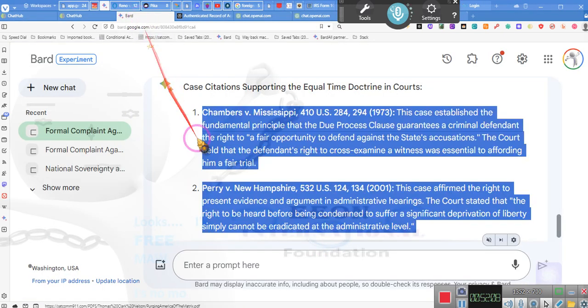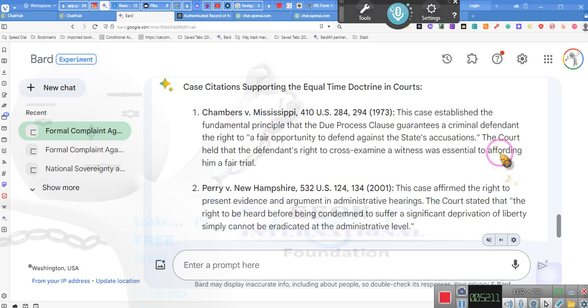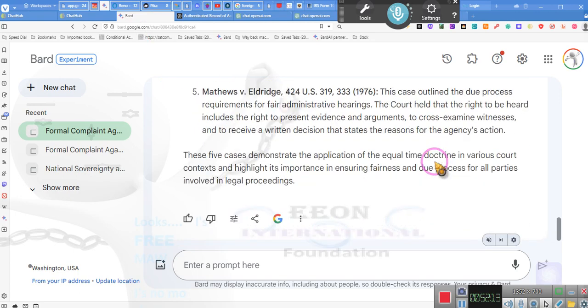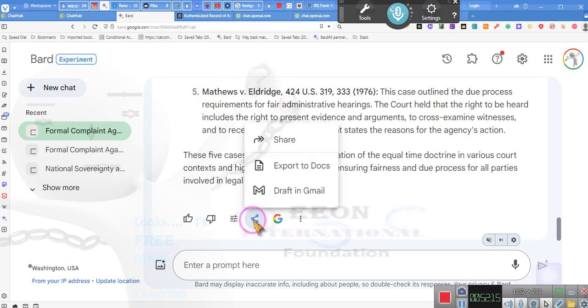Let me just show y'all so y'all can see, because some of y'all just nosy and y'all just, what are you doing? He doing this right here. You see this right here? This says share. Sonny, where's Sonny at?